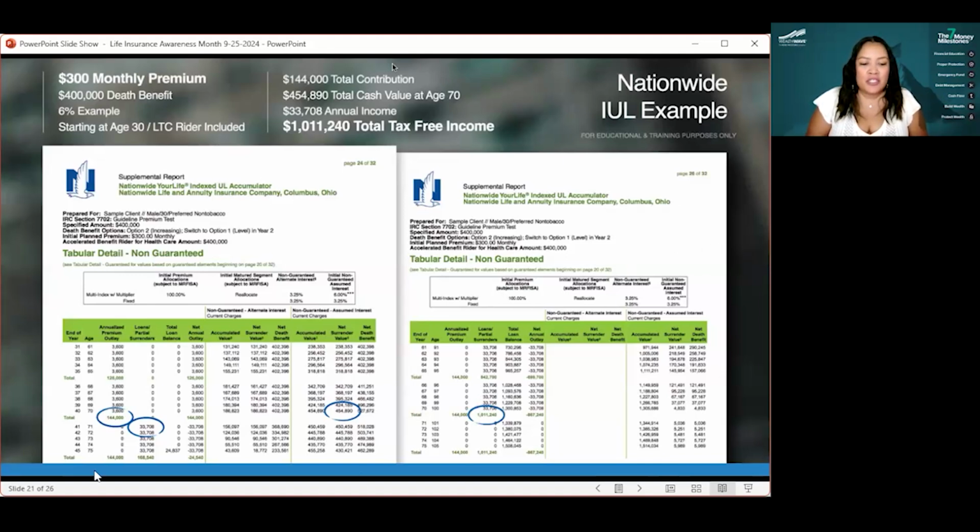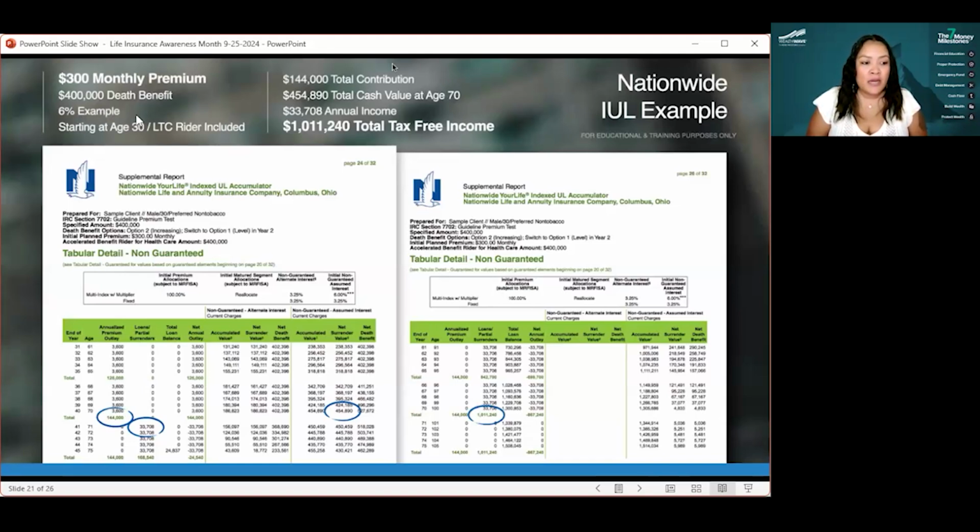In this illustration, I'm not going to go through these little numbers. They're so small. But this person is applying for a $400,000 death benefit. So it's a pretty significant death benefit. This is a 30-year-old male, preferred non-tobacco. So he's healthy, non-smoker. He's paying $300 a month. So that's his money that he's putting into the policy every single month.